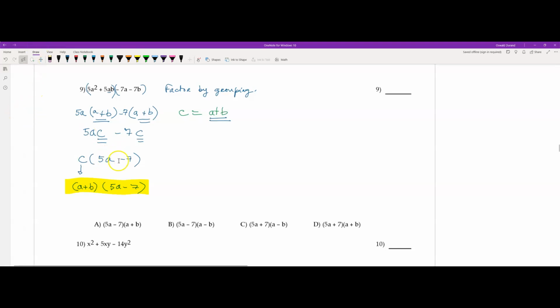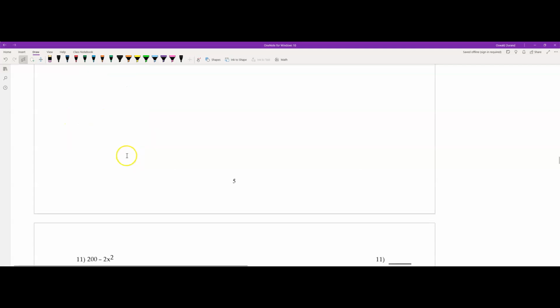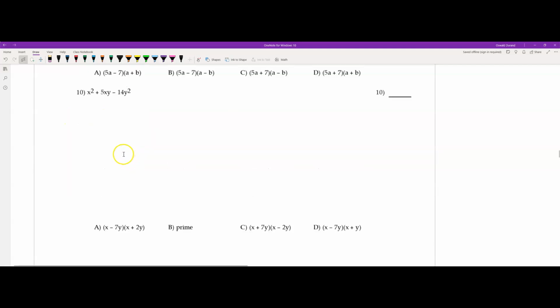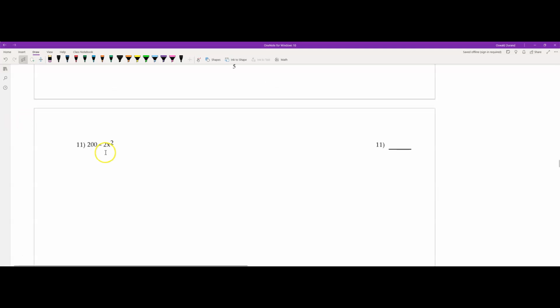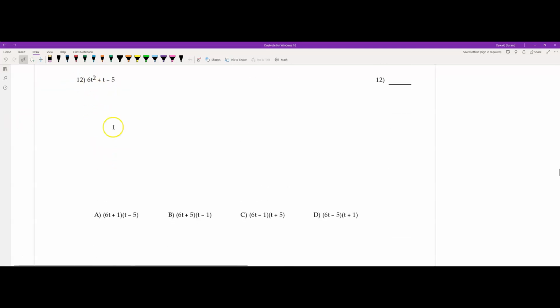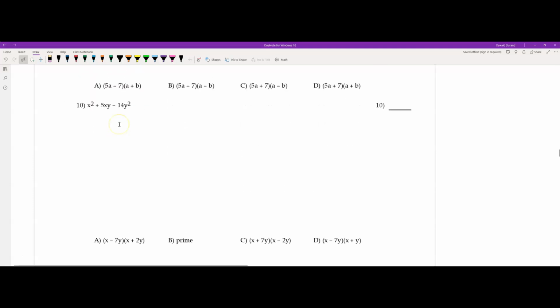Okay. And that's that. Okay, so we didn't do one with multiple variables, so let's do one with multiple variables, and then we'll do those types here, number 12. Okay, so let's do this one here, right? So you have a trinomial, so we're trying to factor this.